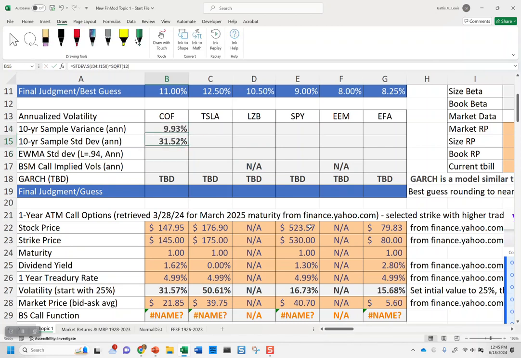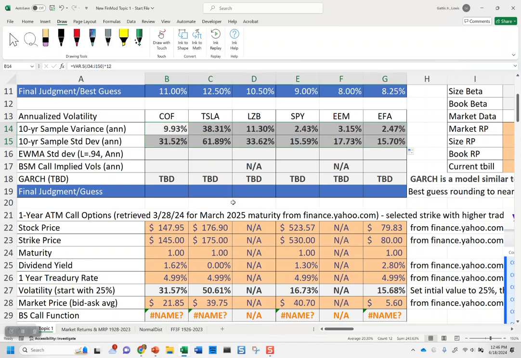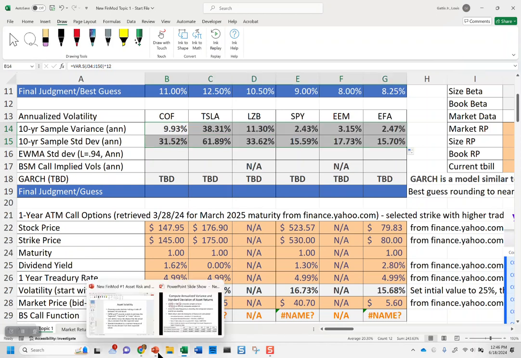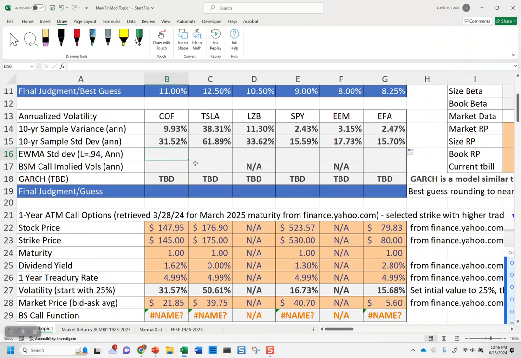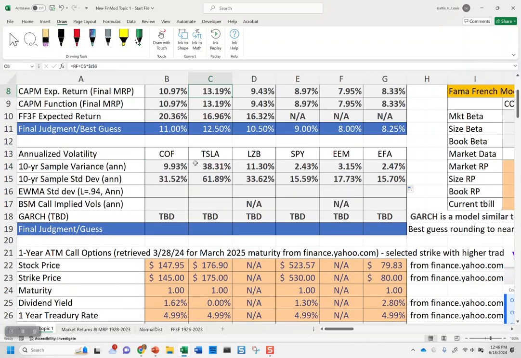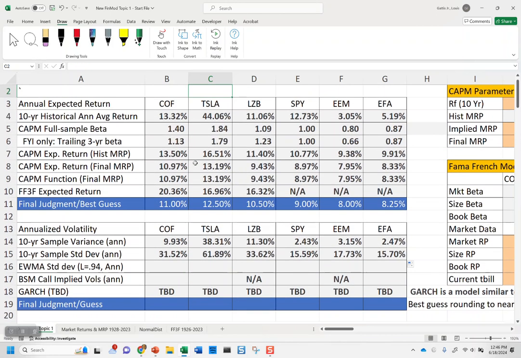That's my sample variance. That's my sample standard deviation. I can now copy this across. All right, so there we go. Looks like the riskiest asset over that period was Tesla. Also had the greatest return, I believe, right? Yes, it did. Had a 44% return with a 61% volatility.